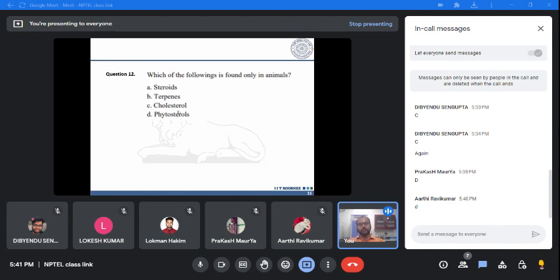Which of the following is found only in animals? Steroid, terpenes, cholesterol, phytosterol. So you must know this. Please answer in the comment box. Okay, Prakash Maurya says C. Anyone?